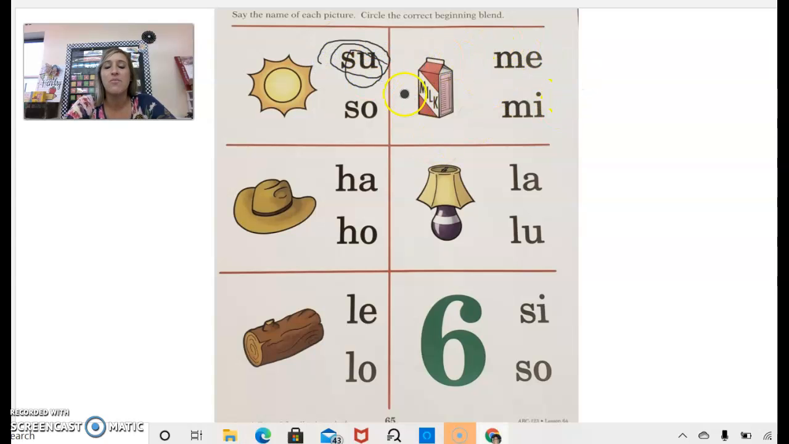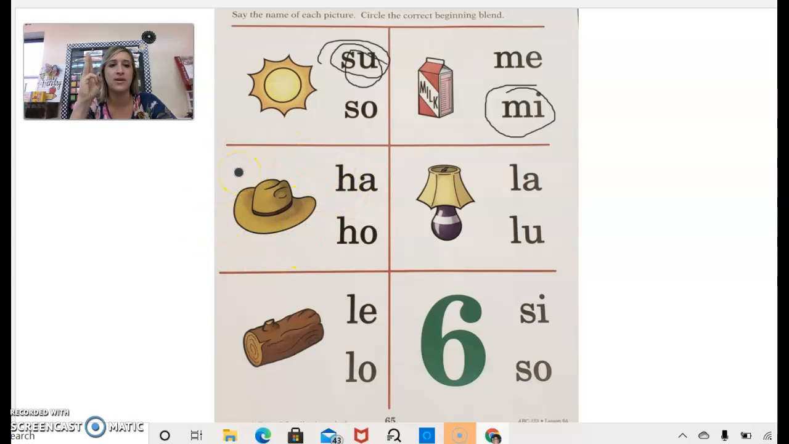All right, next we have a picture of milk. Milk. All right, so which one says mi? Good. Circle that blend. All right, next we have a hat.